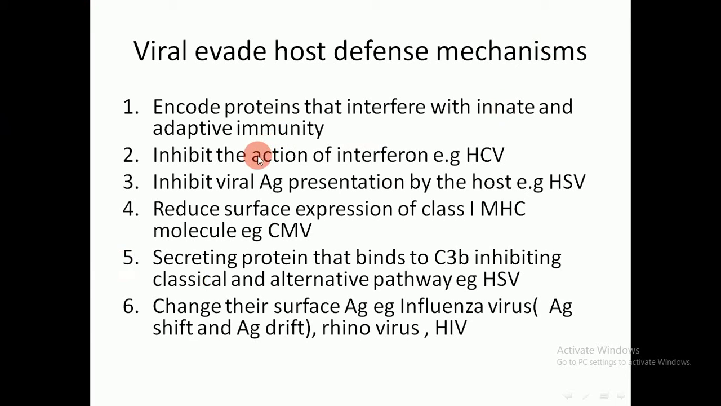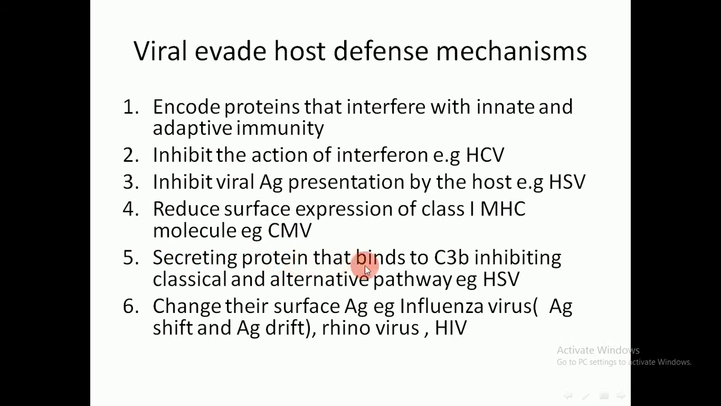This is the immune response against viral infection. The virus also has mechanisms that evade the host defense mechanism. This includes viruses encoding proteins that interfere with the innate and the adaptive immunity, and also inhibit the action of interferon, like hepatitis C virus. Also, some viruses inhibit viral antigen presentation by the host, the best example being herpes simplex virus. Another evasion mechanism is reducing surface expression of class 1 MHC molecules on the cell surface, the best example being cytomegalovirus.